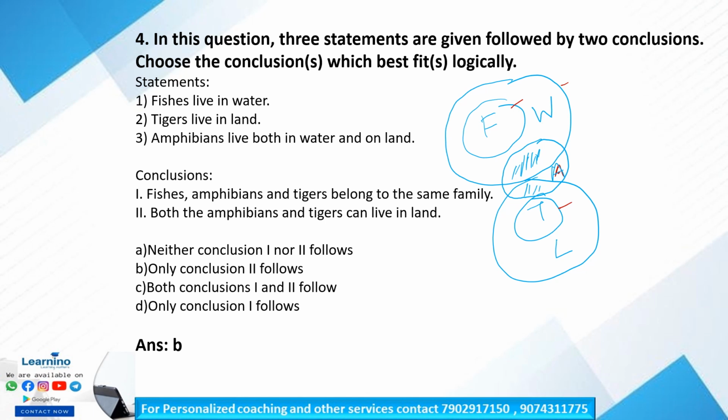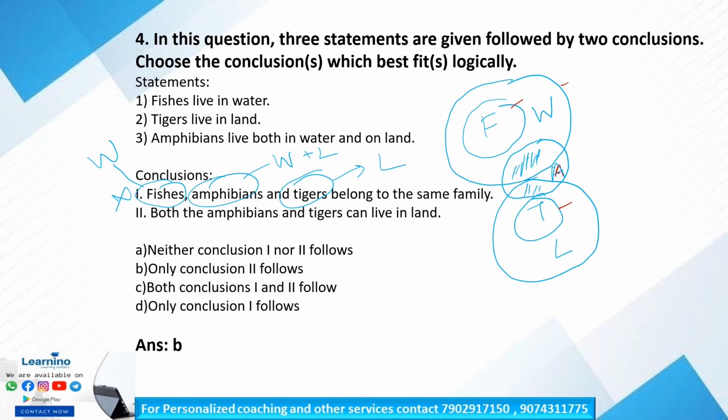Conclusion number 1 is fishes, amphibians and tigers belong to the same family. It is wrong, right? Fishes live only in water, amphibians both in water and land, tigers in land only. So we can say that fishes, amphibians and tigers do not belong to the same family, because tigers belong to land, amphibians belong to water and land, and fishes belong to water only. So the first conclusion is wrong.